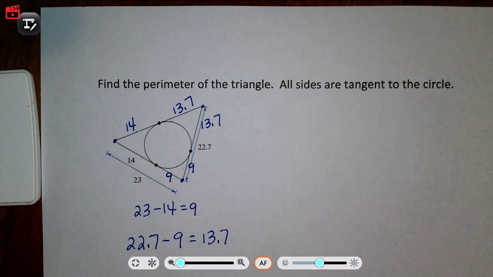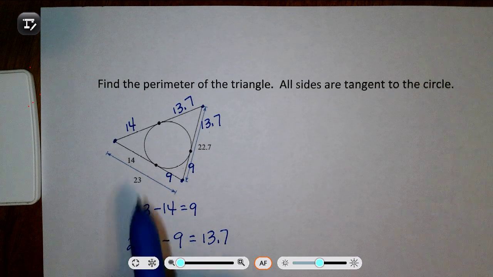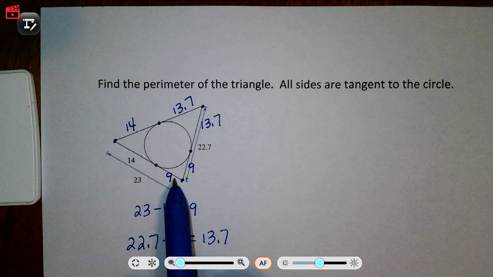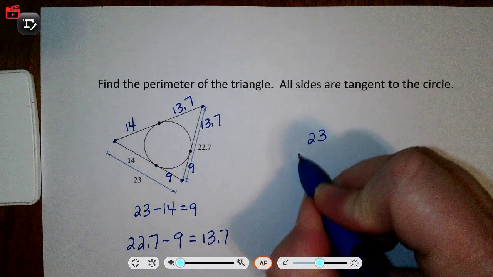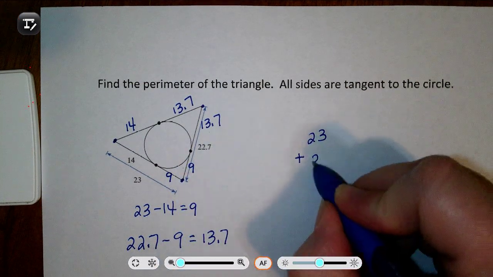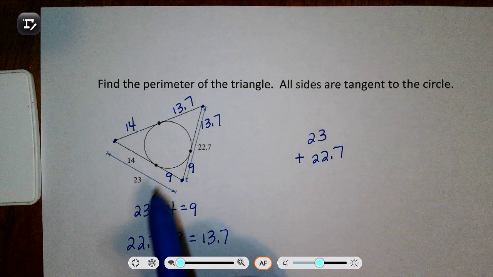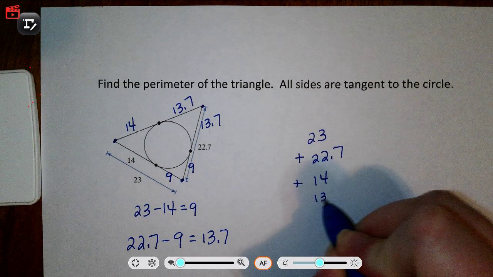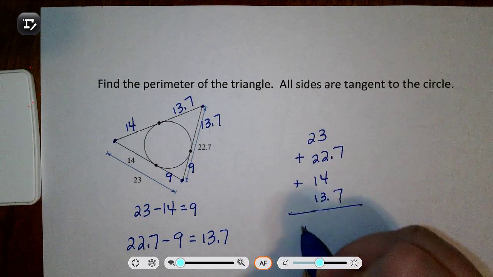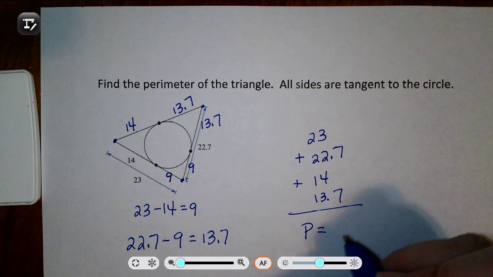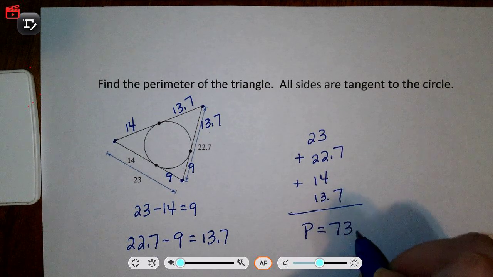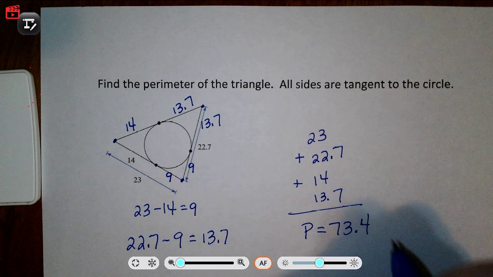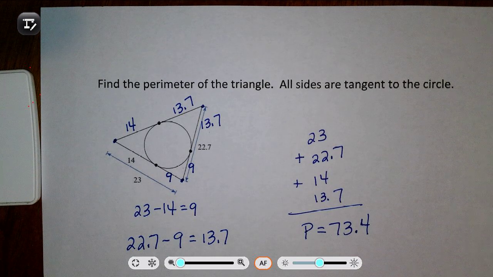Now I can go ahead and add and find the perimeter. I can add all of these up. I could just shortcut it and say this is 23. I'm going to add that to 22.7, the whole length I knew. And then when I look at this, I could add the 14 and the 13.7. All said and done, when I add everything together, I end up with 73.4 units. No unit of measurement was given, so I'm not going to include it.